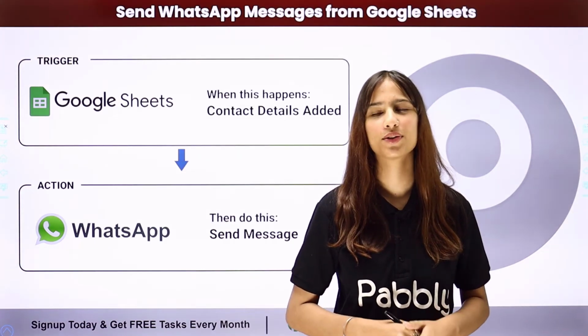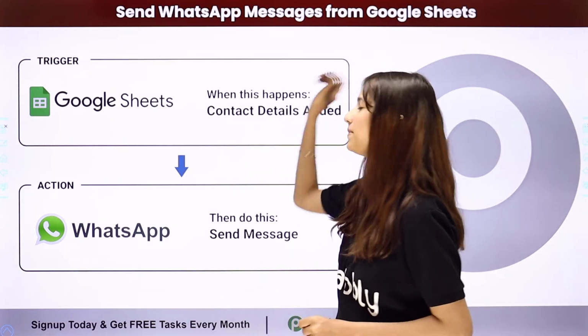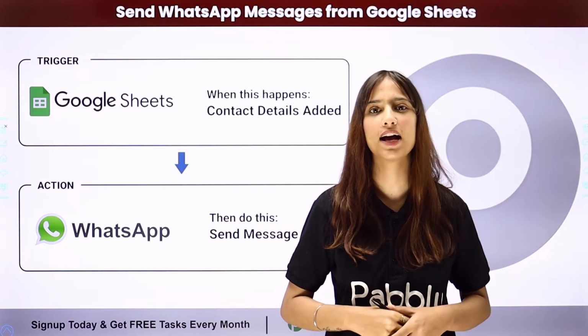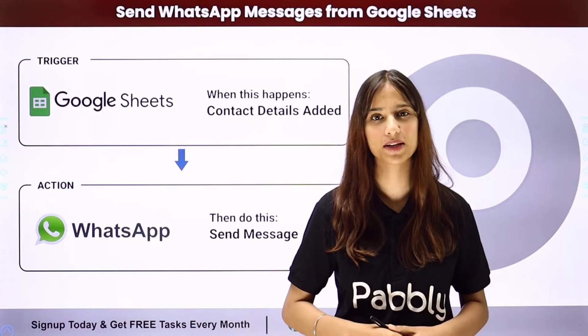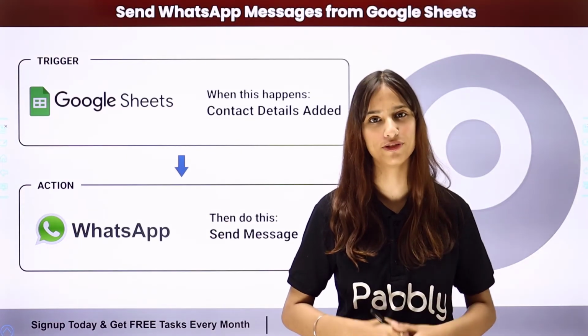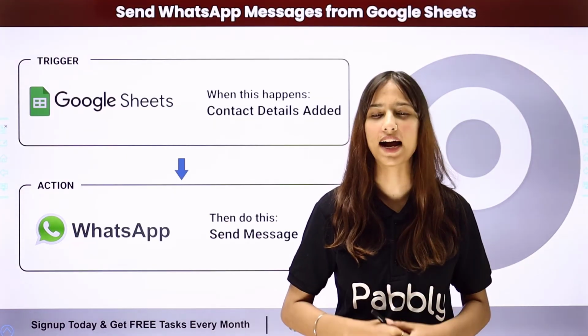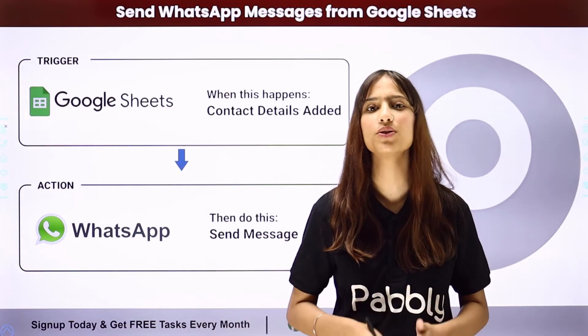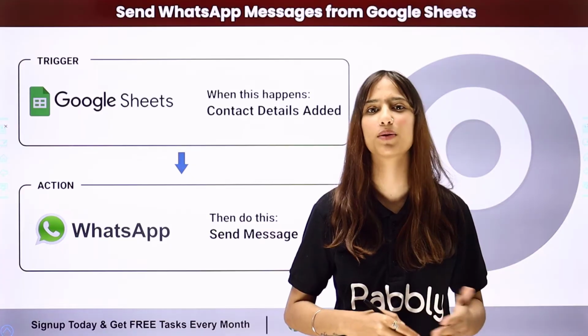So in today's video we are going to understand how to send WhatsApp messages from Google Sheets. Let's suppose that I have a makeup studio and I want to send a WhatsApp message to my customers about the new upcoming offers. In a Google Sheet I have added the details of my customers, and by using those details I want to send a WhatsApp message regarding the upcoming offers.